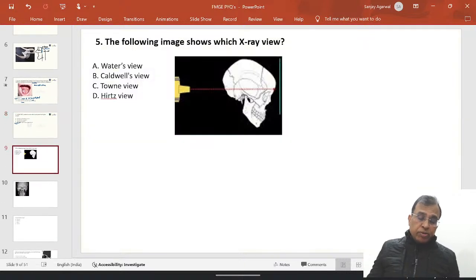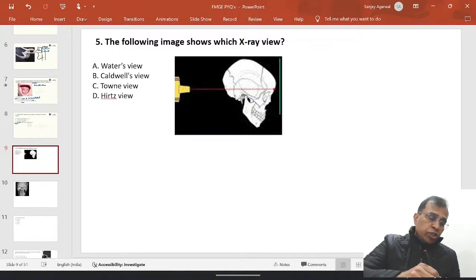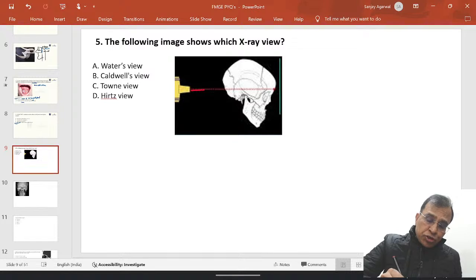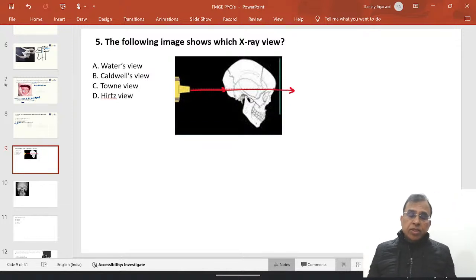Then we go to question number 5, and the following image shows an X-ray view. So what X-ray view is done? As you can see, it is almost an antero-posterior view. Can you see the antero-posterior view? You can see the rays are passing almost straight, and it is going through just below the occiput. So what view is being done? Is it Waters view, Caldwell's view, Towne's view, or Hirtz view?